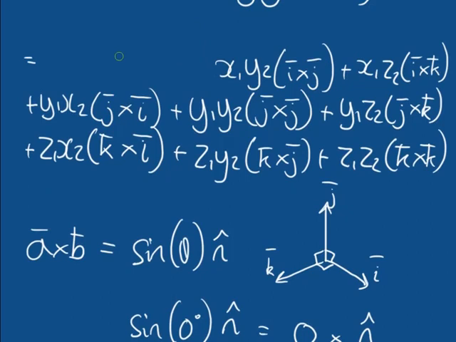Then we have i crossed with j. Well, that's not crossed with itself, so that's fine. i crossed with k, that's fine. j with i, that's fine. j crossed with j, they're going to result in that 0 vector. So we can remove all of this because it has no impact on our result.